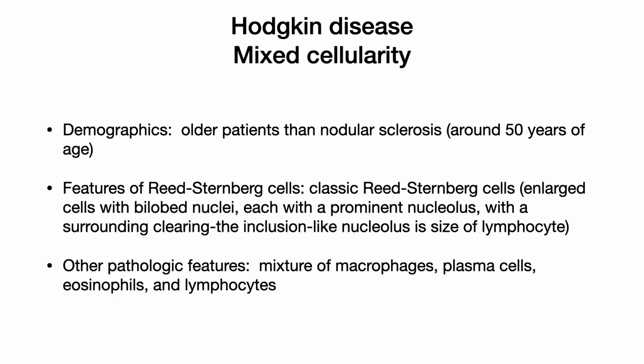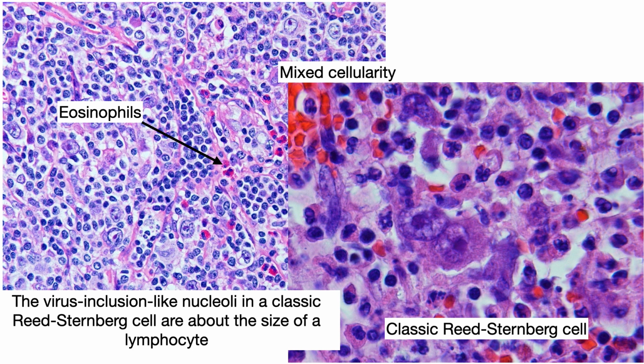And then the mixed cellularity is the background. And so you see macrophages, plasma cells, eosinophils, lymphocytes. And so actually the neoplastic cell, being the Reed-Sternberg cell, is by far not the most common cell in this. A lot of the other cells are just this reactive mixture of other types of inflammatory cells that you see.